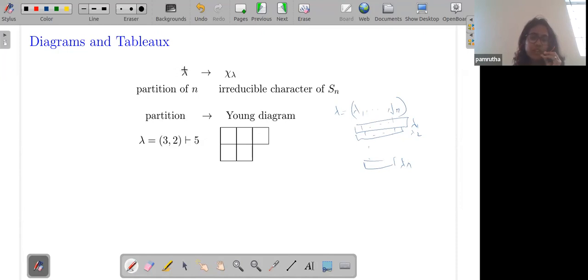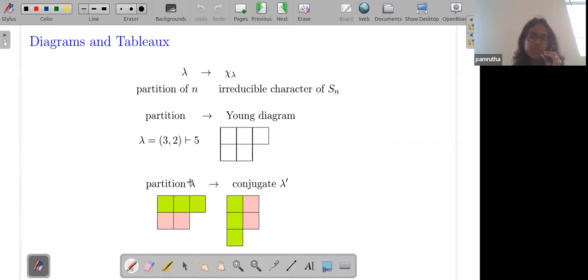So, corresponding to every partition, we have an irreducible character. And corresponding to every partition, we can also consider its N diagram. Now, there is also something called a conjugate of a partition. What I mean is just flip the N diagram along the diagonal. We will get the conjugate of the partition. So here it was 3, 2. When we flip it, it turns out to be 2, 2, 1. So this is the conjugate of this partition.